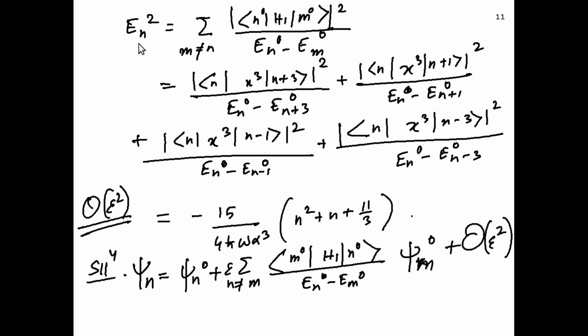So if I compute the second order correction, out of all the terms these are the only non-zero terms, as we know, and this will give me the following correction, as I have written here: minus 15 by 4, h bar omega alpha cubed, times n squared plus n plus 11 by 30. And similarly I can compute the correction of the states, which comes from psi n naught and a similar set of terms.